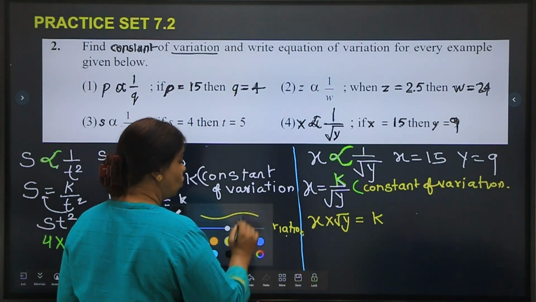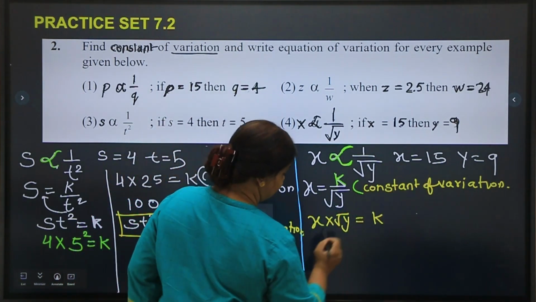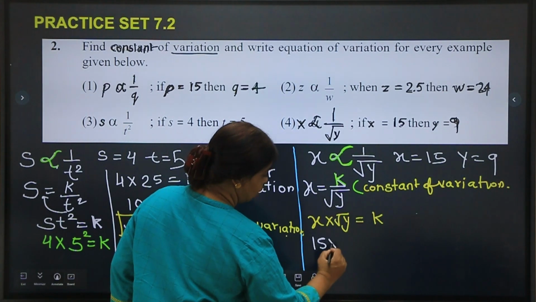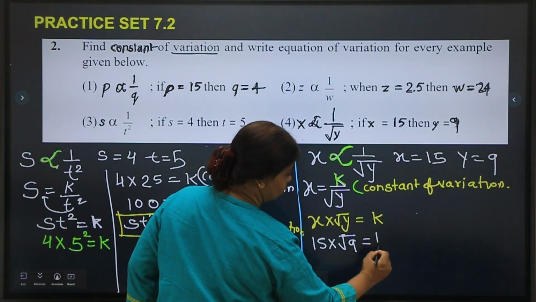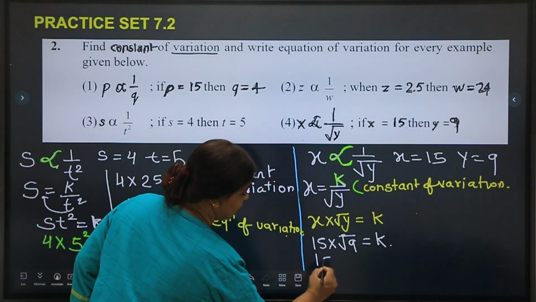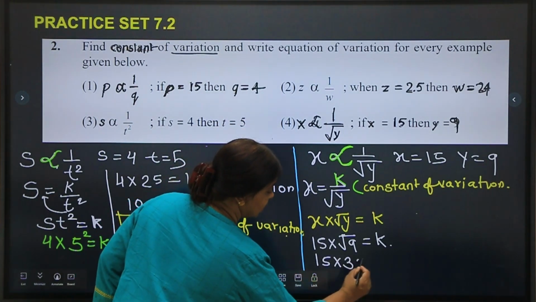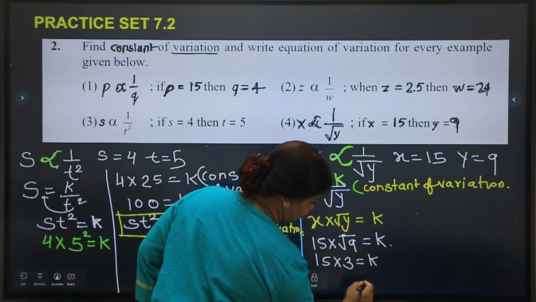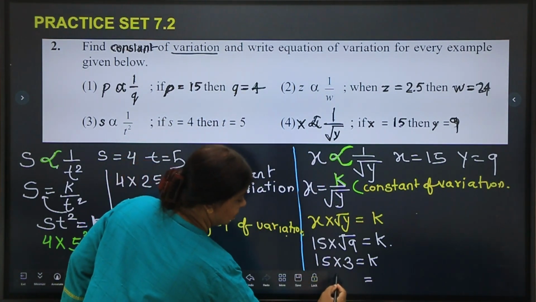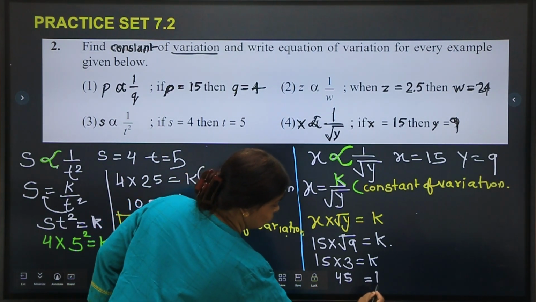Let us find the value of k. x is 15 into root y, root 9 is how much? 3. 15 into 3 is equal to k. So we get the k value 45. 15 3s are 45, na children. So we got the k value.